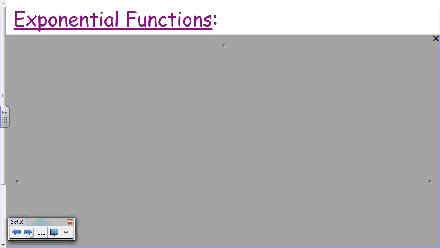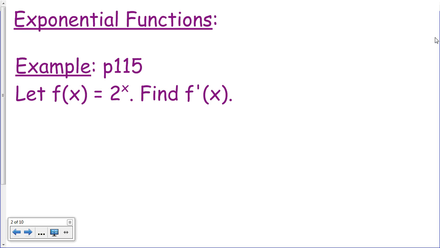All right, so let's get started with the exponential function. And actually, we're going to look at an example here to help illustrate this. We're going to take kind of a graphical approach to explaining why the derivative is what it is. And then we're going to look a little bit further into this in Chapter 4. So the example here on page 115 is looking at the function f of x is equal to 2 to the x, and we want to find out what f prime of x is equal to.